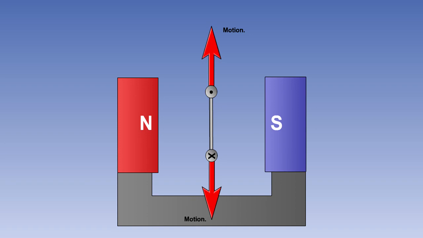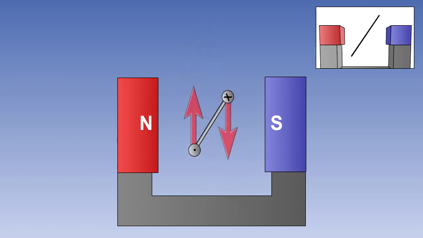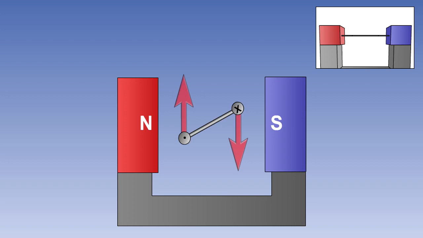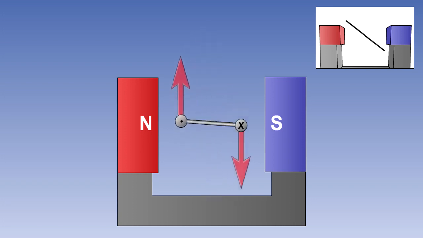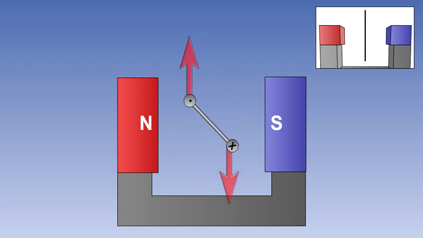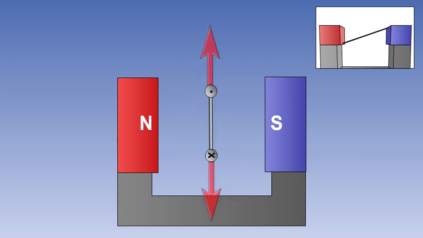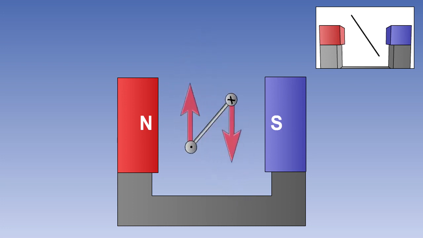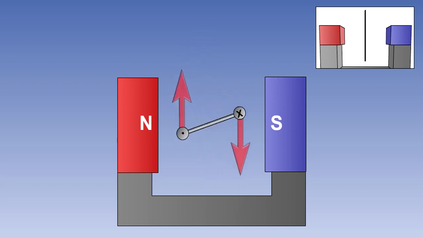But the direction of the magnetic field around a wire depends on the direction of current flow. So if the current flow can be reversed as the loop reaches the vertical position, the resultant force due to the interaction of the two magnetic fields will also reverse and cause the loop to continue rotating. The commutator in an electric motor ensures that the current reverses in this way.